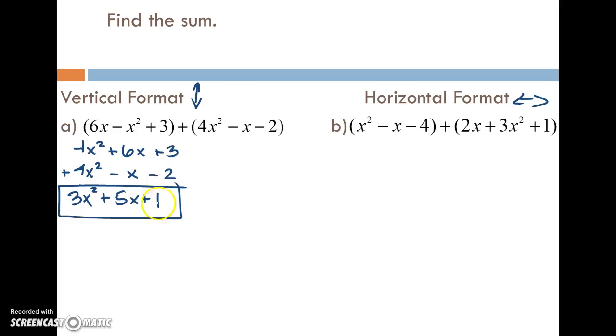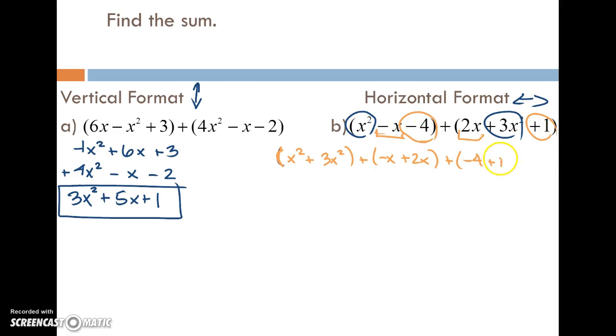You're lining up left and right, up and down. Now your horizontal one is a little bit different. You're still going to go from left to right. You're still going to put this in standard form, but these terms are alike, so I'm going to group them together in their own set of parentheses, like right here. So I have x squared plus 3x squared, plus, and then my next terms that are like, negative x plus 2x, plus, and then these two are like, so negative 4 plus 1.